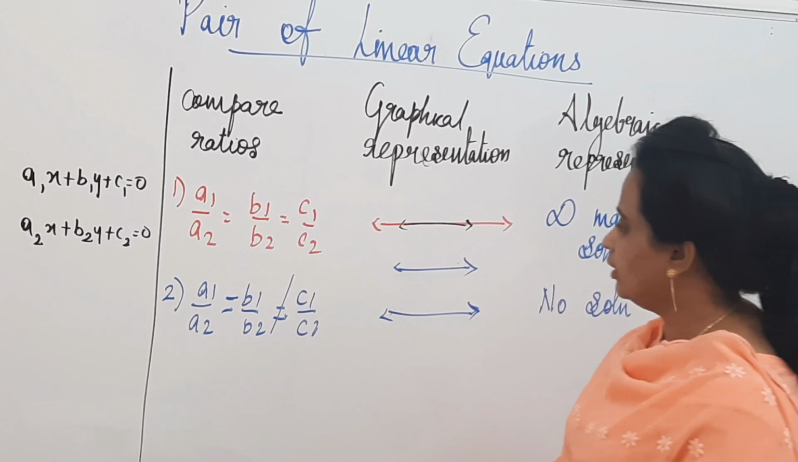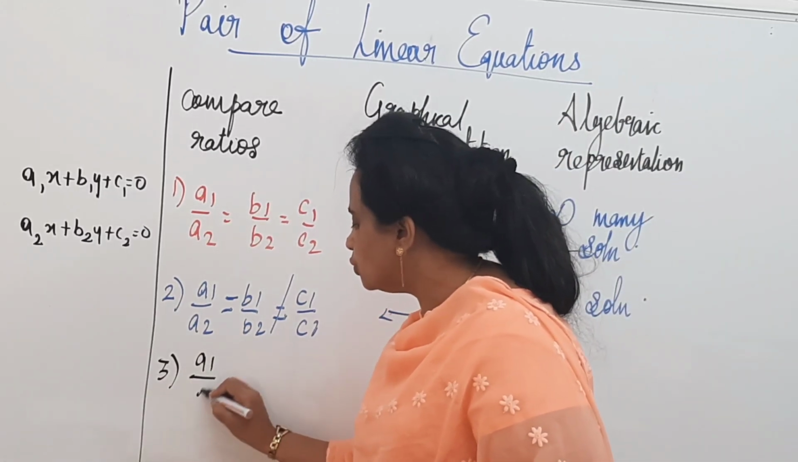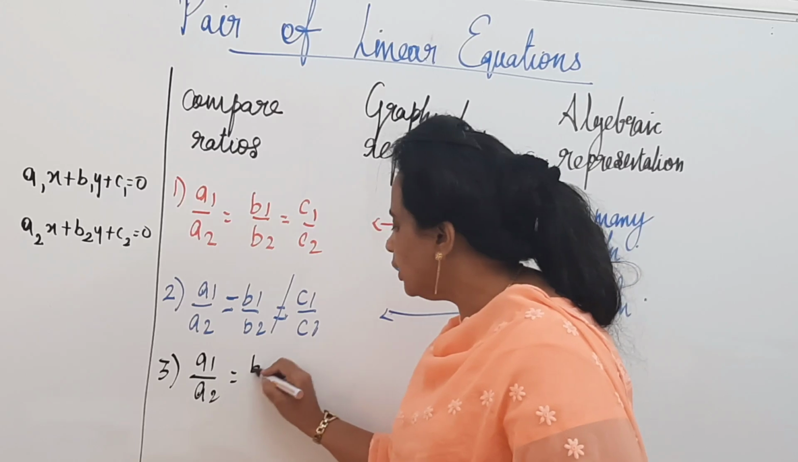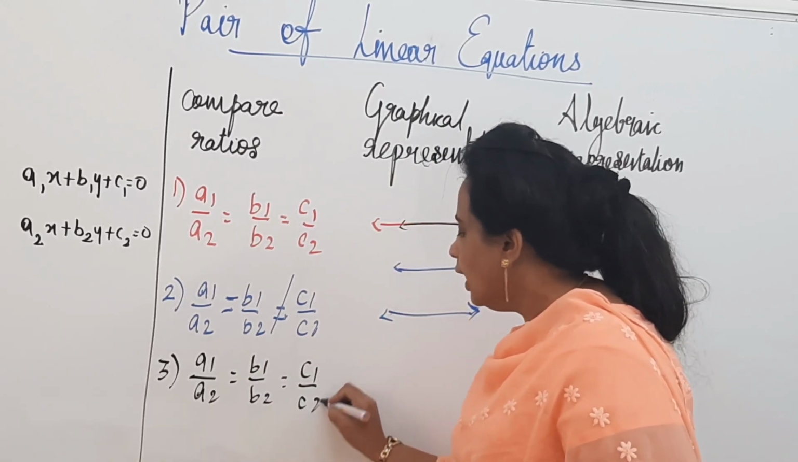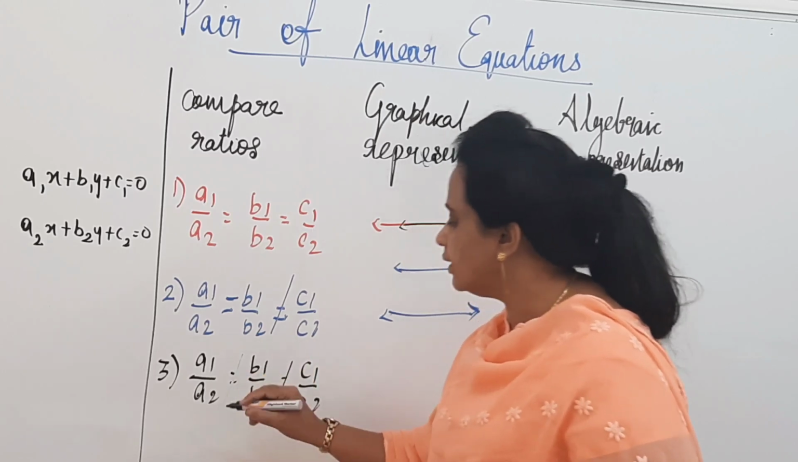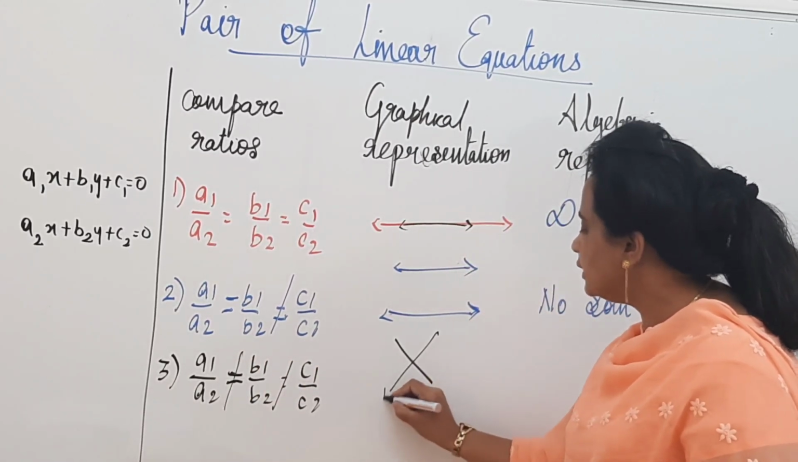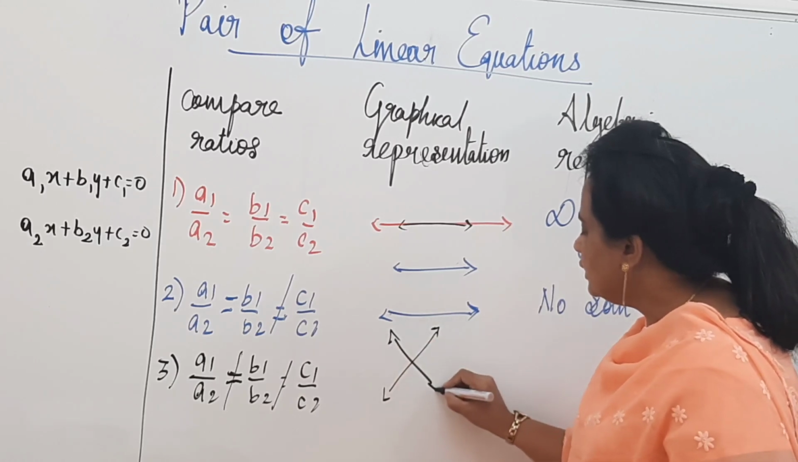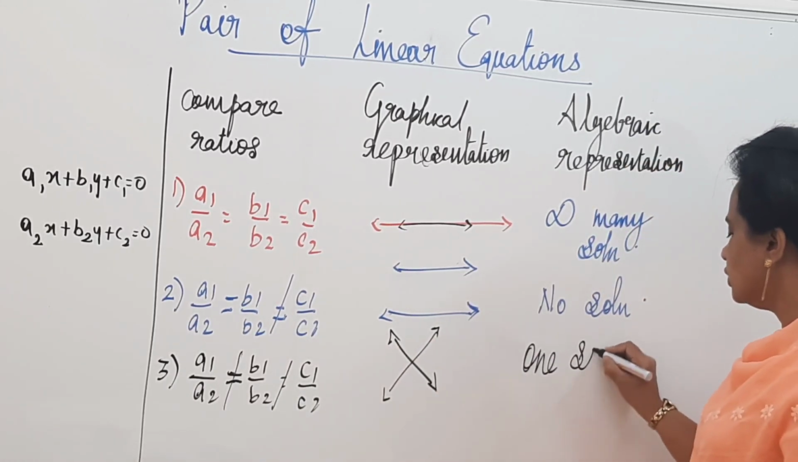And the third one, I have a1 by a2 is not equal to b1 by b2 is not equal to c1 by c2. I already cut this. Now I cut this one. So my graphical representation will be intersecting lines. That is one solution.